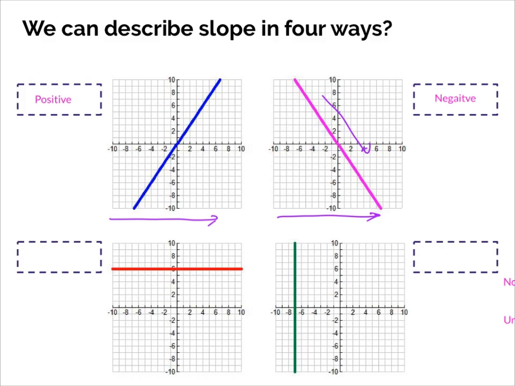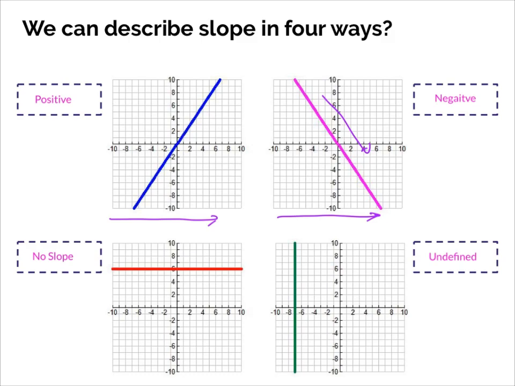When we look from left to right and see a slope that's just flat, not going up or down, that's known as no slope. And when we have lines going straight up and down, then we know that is undefined. We're not going to spend much time talking about undefined this year, but when we do have a vertical line like that, that is an undefined slope.